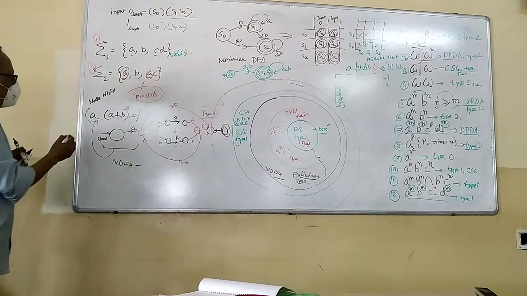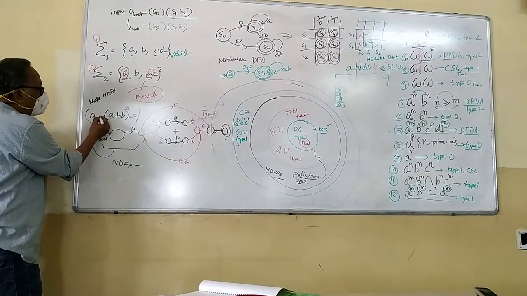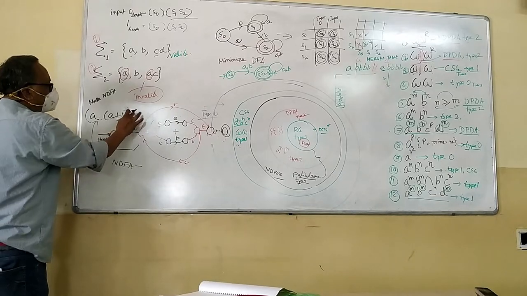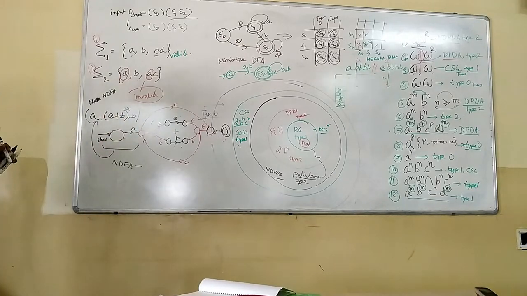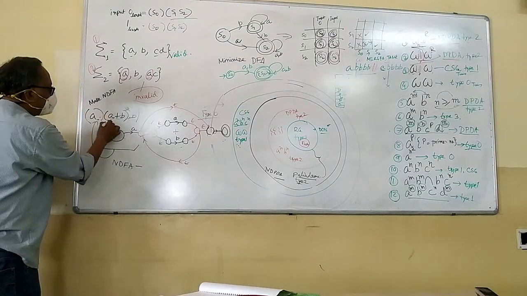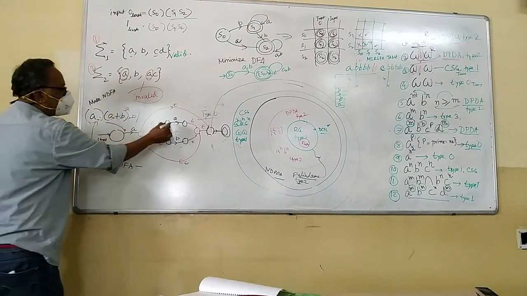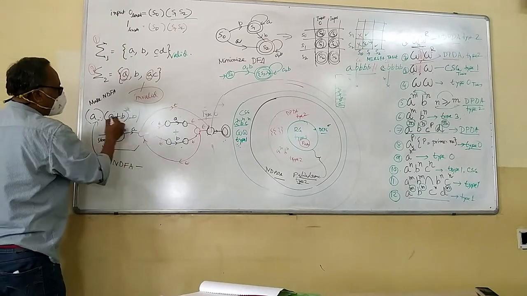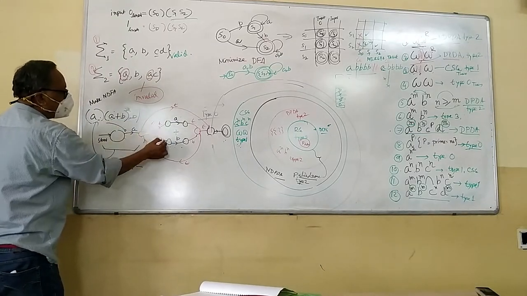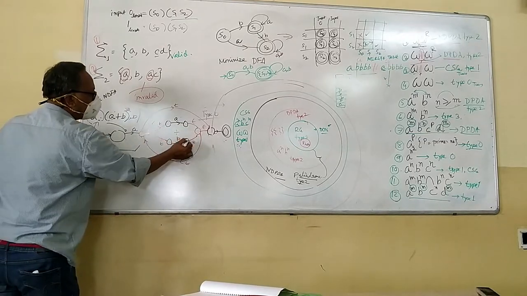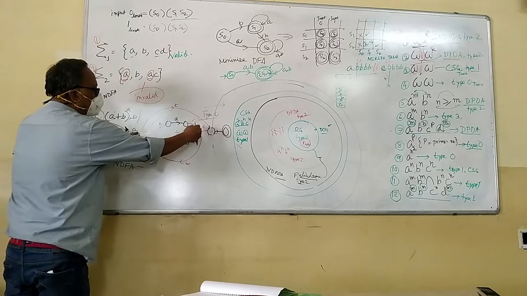Now coming back to this, the regular expression question: A dot (A plus B) star, B, just this is the value. What to do? First you take A, this is A, this A, and this is B. How to make A plus B? Epsilon here, epsilon here, another epsilon here, epsilon here, this is A plus B.